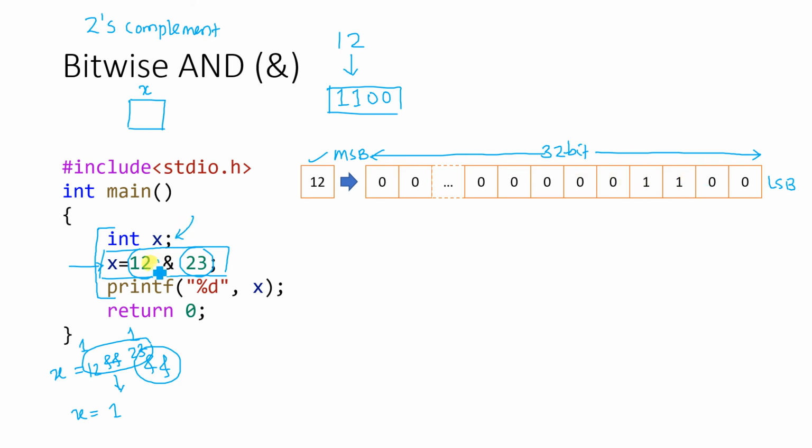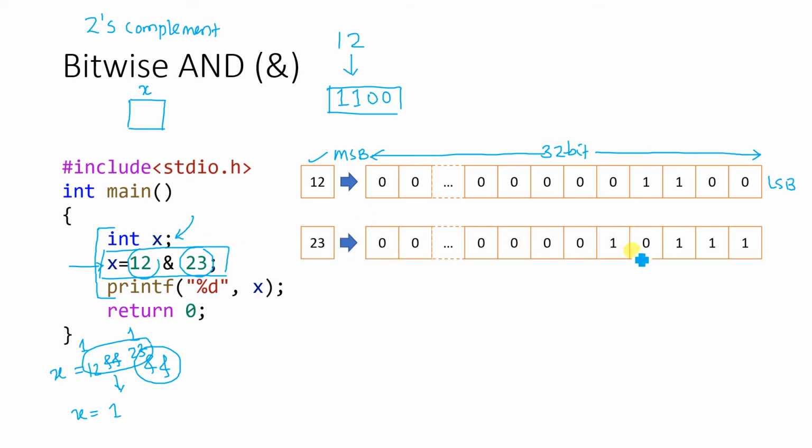Okay, this is positive 12. Similarly, you want to represent 23 also. So 23 in binary is actually 10111. Okay, this is the binary equivalent of 23, and it is also represented in 32 bits. You have to write the binary equivalent of 23 towards the LSB bits, and the remaining bits are filled with zeros.